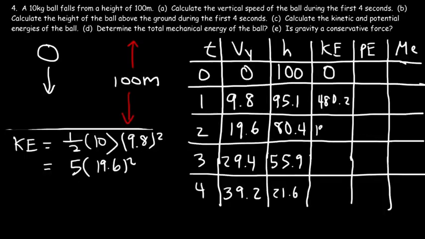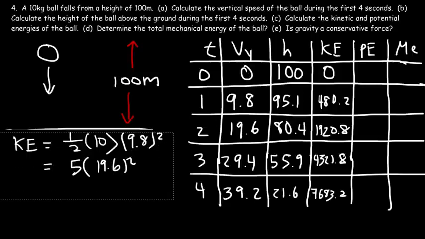So that's 1,920.8. And then 5 times 29.4 squared. That's 4,321.8. And then 5 times 39.2 squared. That's 7,683.2. Now let's move on to the next column.